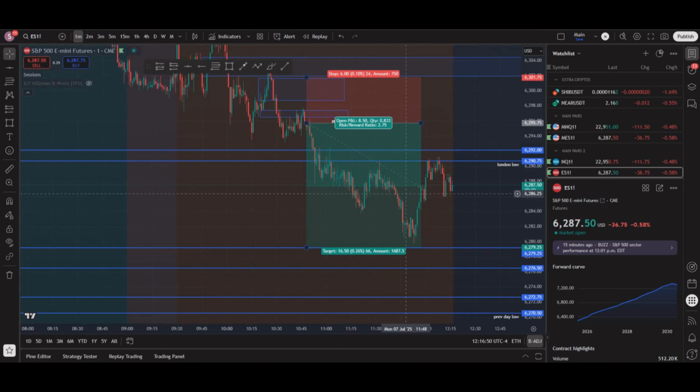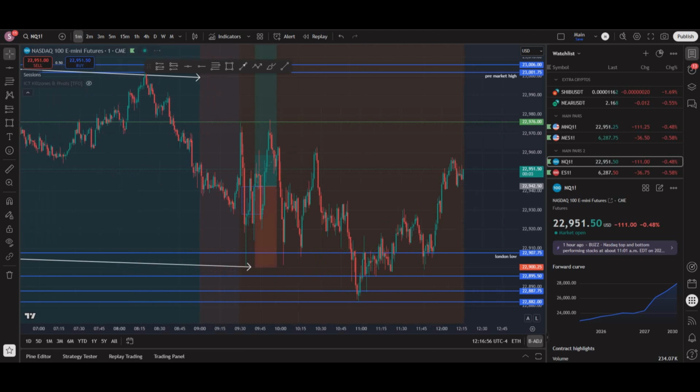So we ended up catching that, pretty much literally the bottom, taking it on MES for 2.75 R, and then on NQ we ended up getting stopped out at break even.